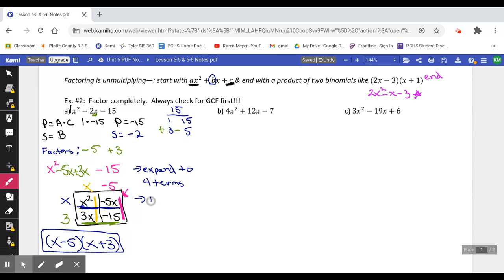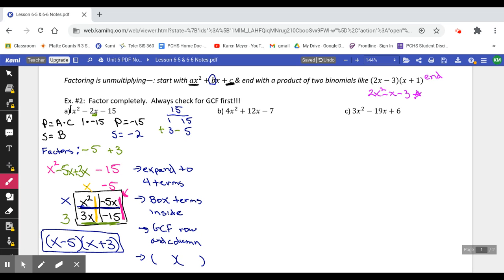Okay. Then we're going to draw a box, and we're going to put the terms inside it. So you're going to draw a box and you're going to put the 4 terms inside. Then we're going to take the GCF of each row and column. And then we're going to write our answer as 2 sets of parentheses.